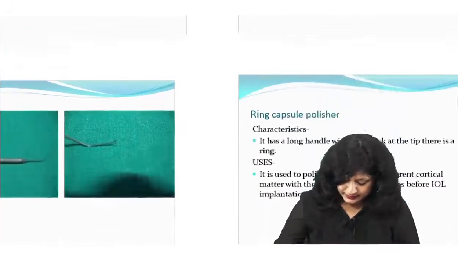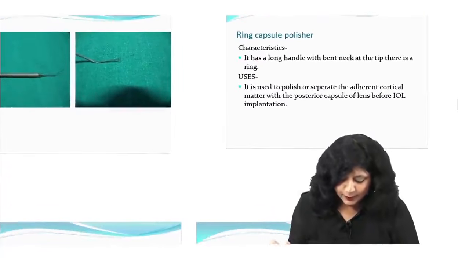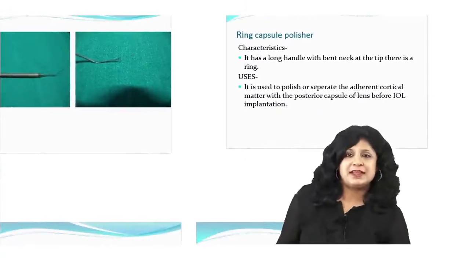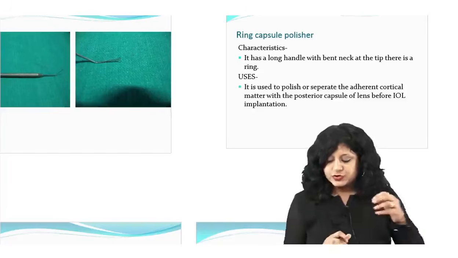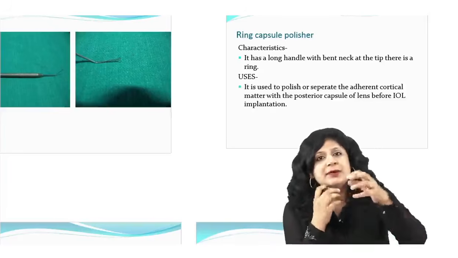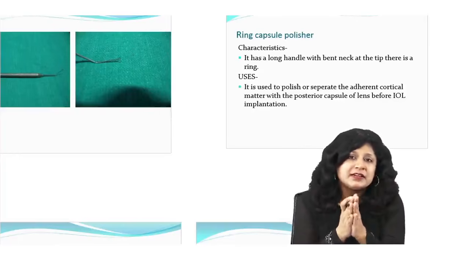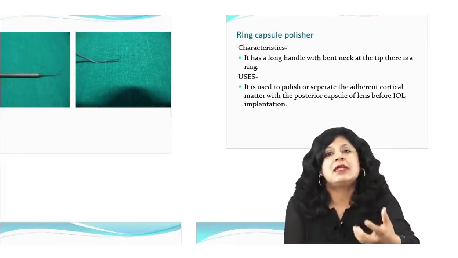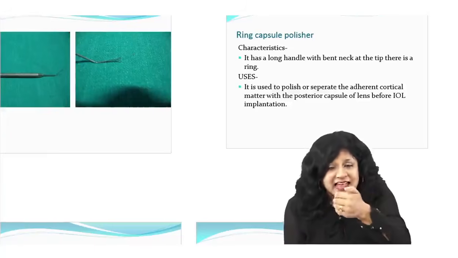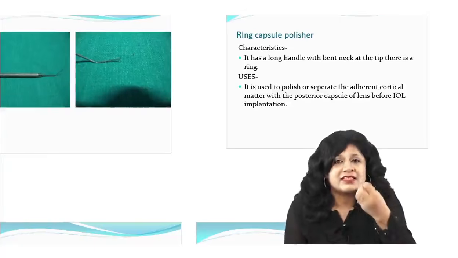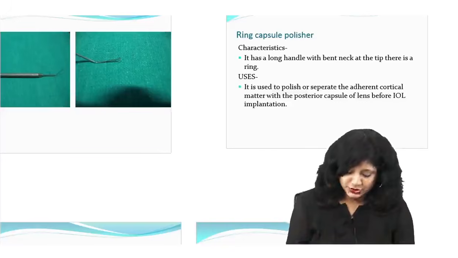Alright. Then coming to the next one, this is your capsule polisher. Now this is not a very basic instrument, but still it is there. What happens sometimes when you are doing the irrigation and aspiration of the cortical matter, some amount of matter may be adherent to it. So in order to separate that adherent material which is actually adhered over the posterior capsule before the IOL implantation, you are doing it.